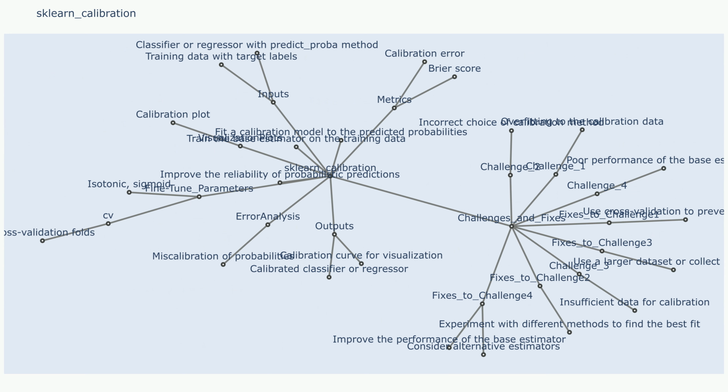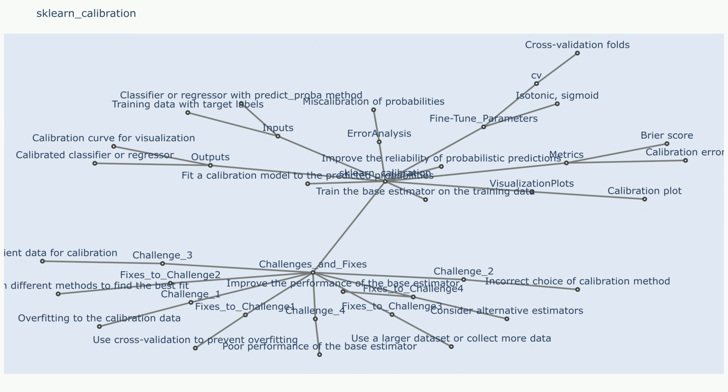Fixes to Challenge 3. Experiment with different methods. Try different calibration methods and evaluate their performance using appropriate metrics. Consult literature. Refer to research papers and documentation to understand the strengths and weaknesses of different calibration methods and their applicability to specific scenarios. Consider domain expertise. Incorporate domain expertise to guide the selection of the most appropriate calibration method for the task.